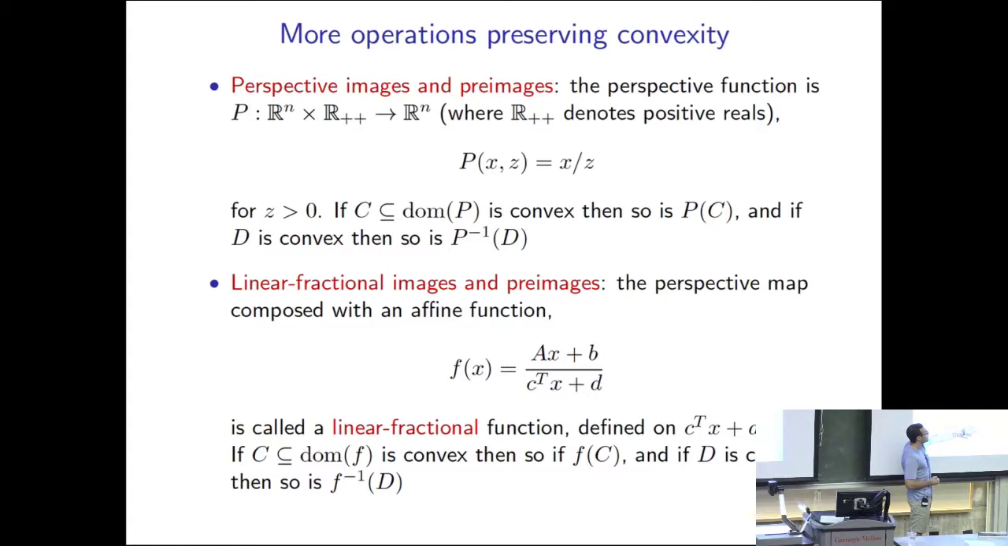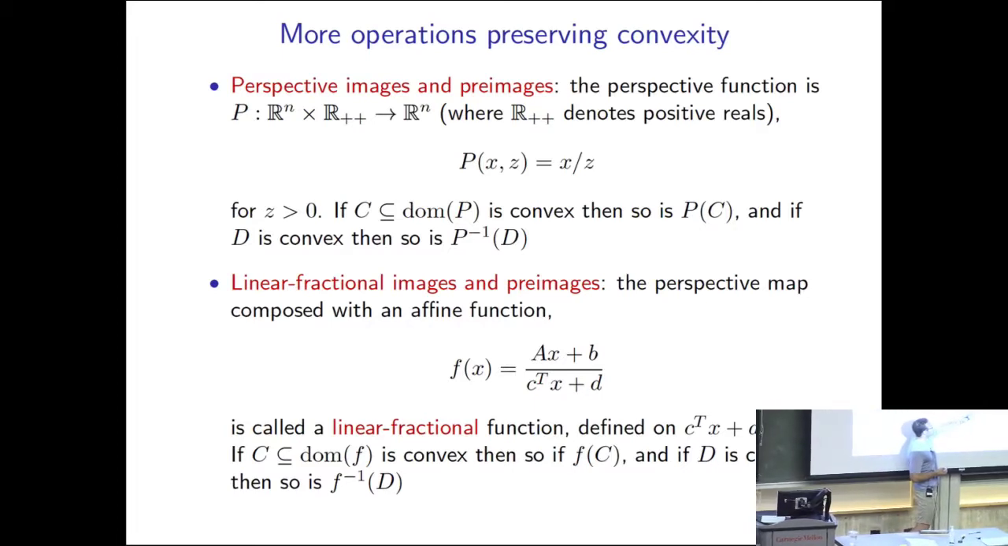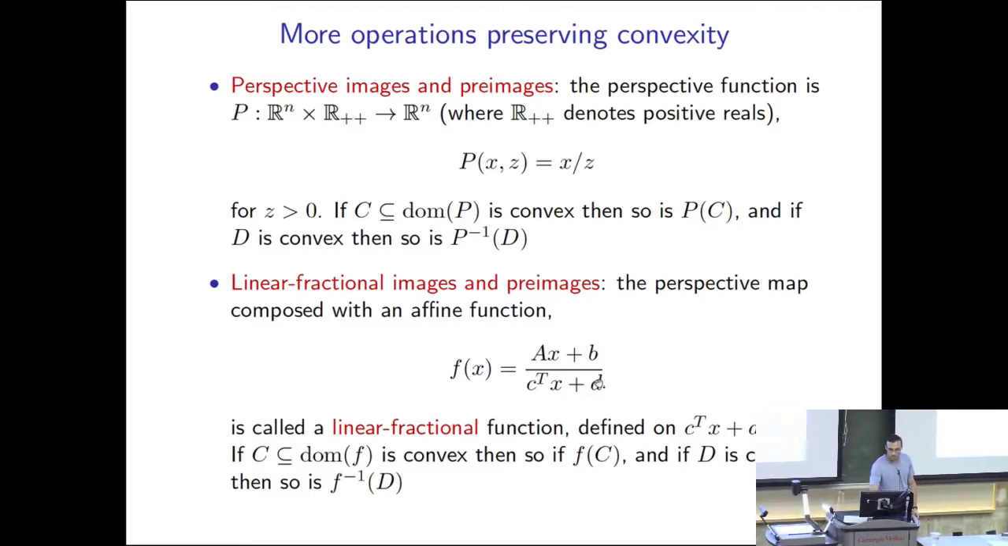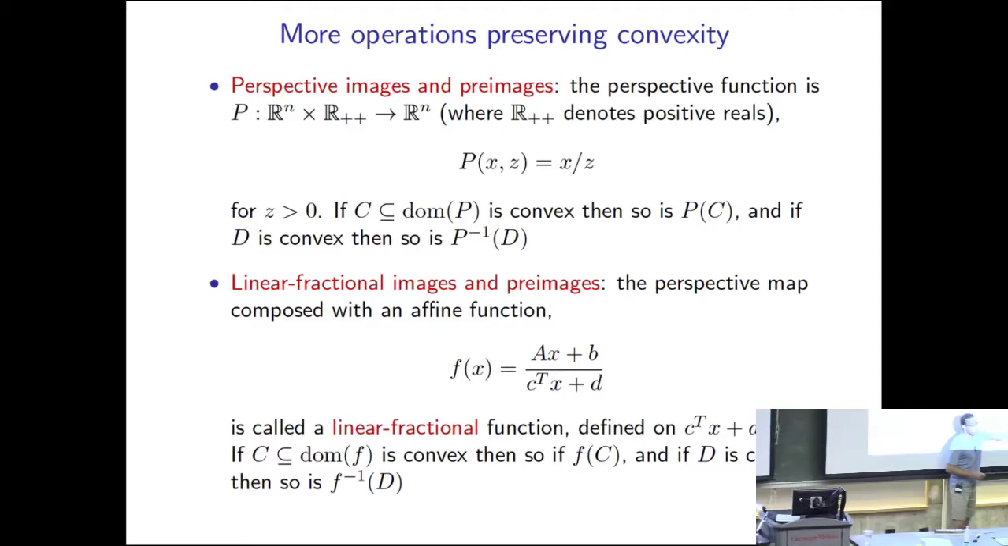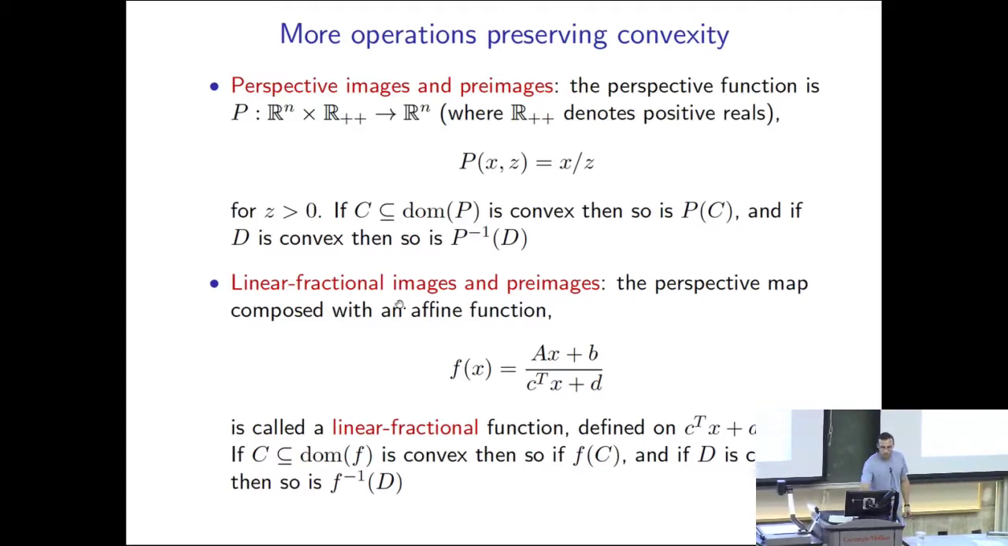So it's called a linear fractional transform. It's of the form Ax plus b, where A is a matrix here and b is a vector, divided by c transpose x plus d, where this whole thing in the denominator is a scalar. If we restrict the domain of this function to be x for which c transpose x plus d is positive, then this is called a linear fractional function.